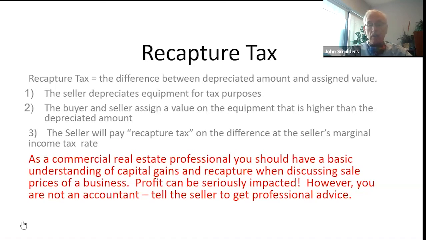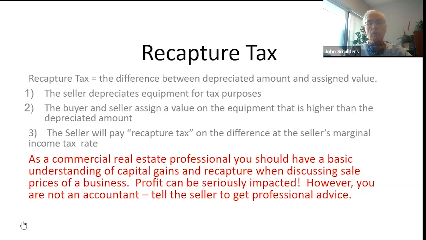And now the seller says, well, wait a second, I now have to pay recapture tax. And so this seller would now have to pay recapture tax on $40. And he's going to be taxed at his marginal income tax rate to do that. Okay, so I know that sounds a little bit complicated. It's not the easiest. You just need to be aware of these things.